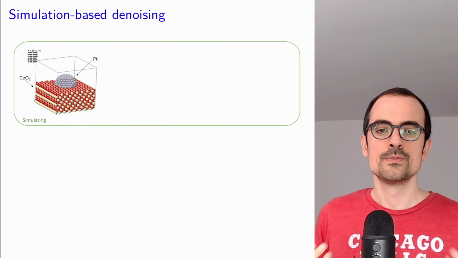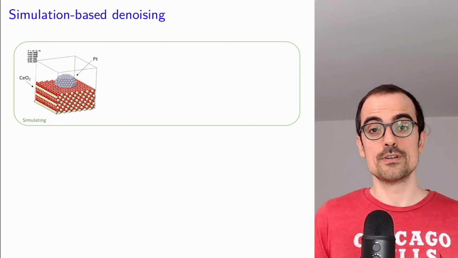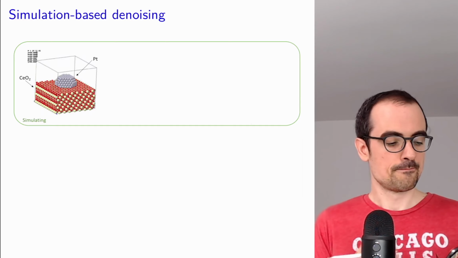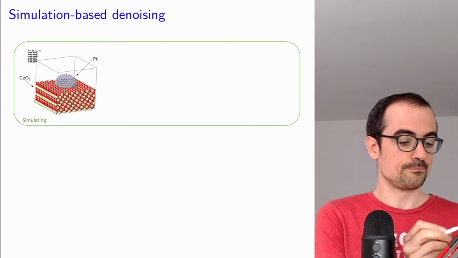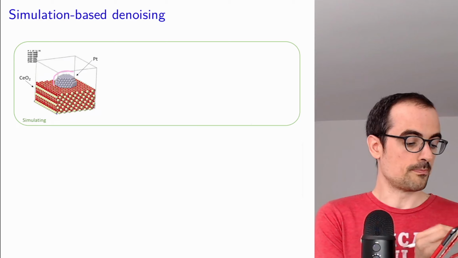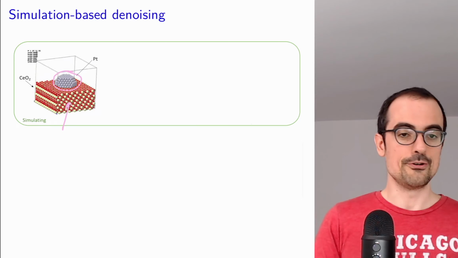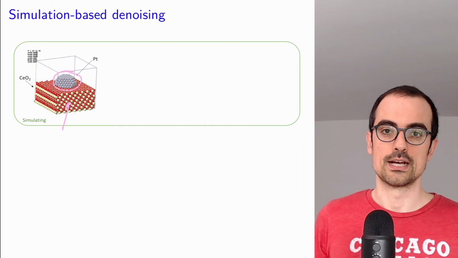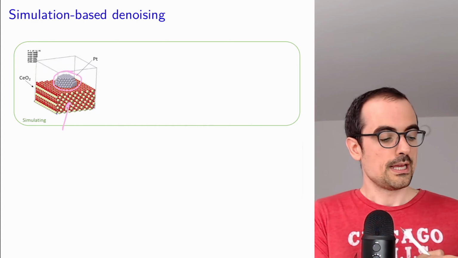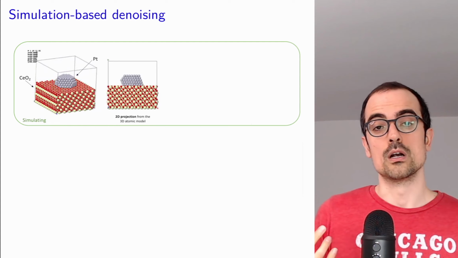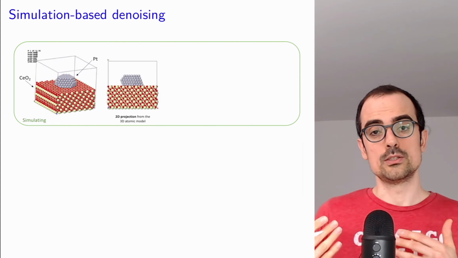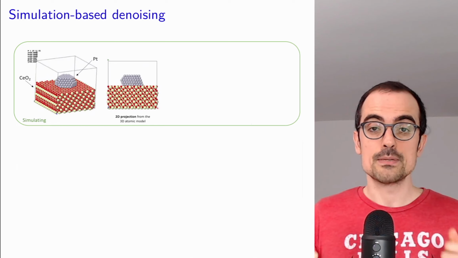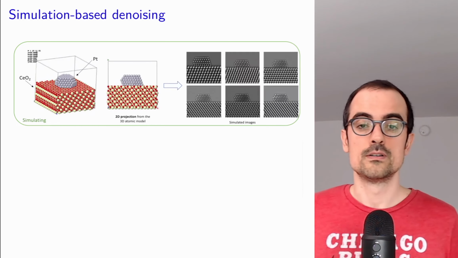Well, what one can do is one can simulate the types of images that we expect would be coming out of the electron microscopy data. So this shows a platinum nanoparticle, again on a cerium oxide support, because we do know the type of materials that we have put into the microscope. We can use simulation software to compute the 2D projection that would be observed in the electron microscopy under certain imaging parameters and depending on the orientation of the nanoparticle.